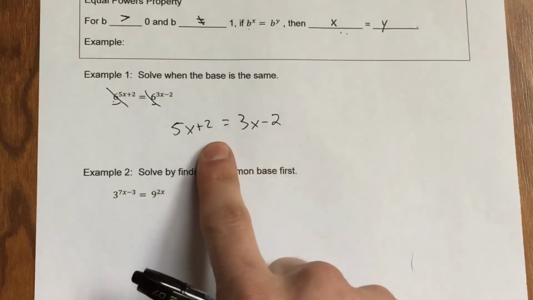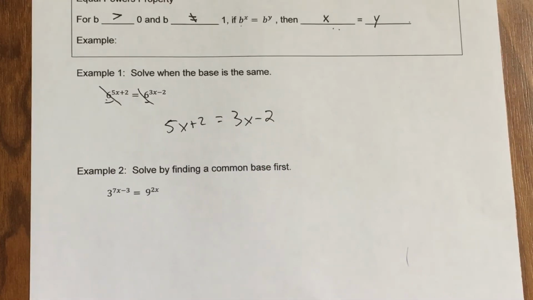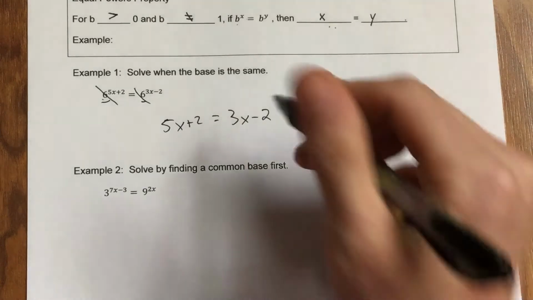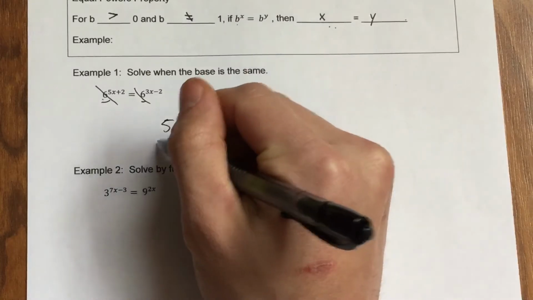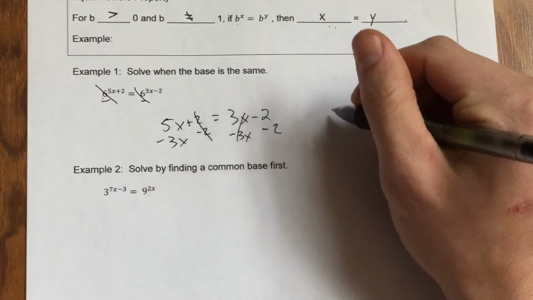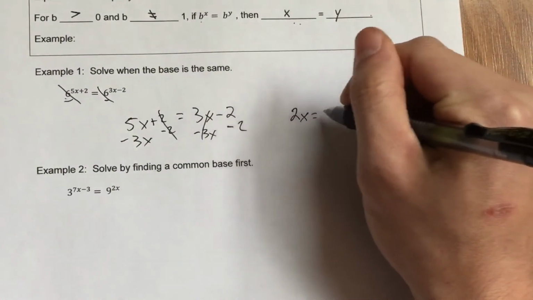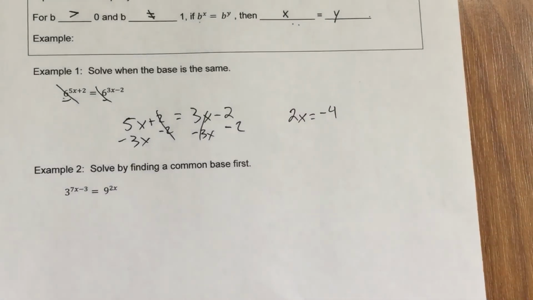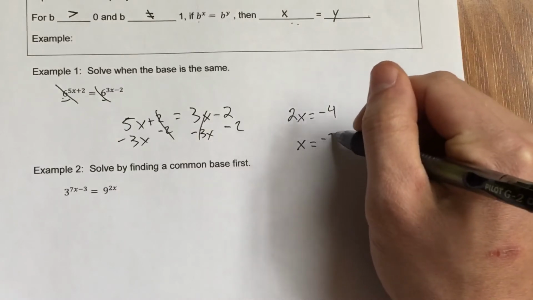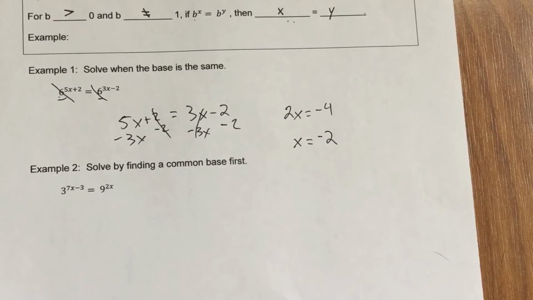Now, this is just an equation that we would solve in the same way since Algebra 1. Let's get all of our variables to one side and all of our whole numbers to the other side. So we can subtract 3x and subtract this 2. If I rewrote all this, I would have 2x equals negative 4. Solving this equation, we can divide both sides by 2 and get x equals negative 2. And that's how we would solve using the equal powers property.